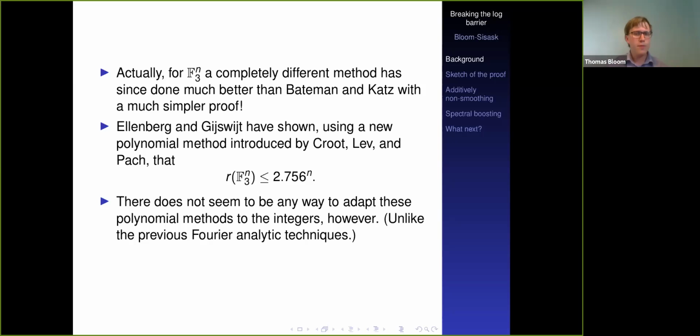Unfortunately, there really doesn't seem to be any way to adapt this polynomial method to the integers. It seems to be quite special to the fact we're working in groups of, for example, small characteristic and very large dimension, which is somehow the opposite end of the spectrum to the integers or cyclic groups Z mod N Z, which have basically dimension 1 and very large characteristic. Unlike the Fourier analytic techniques used by Roth and others, and in particular heavily used by Bateman and Katz, which in theory are much more easily generalized to any finite abelian group.